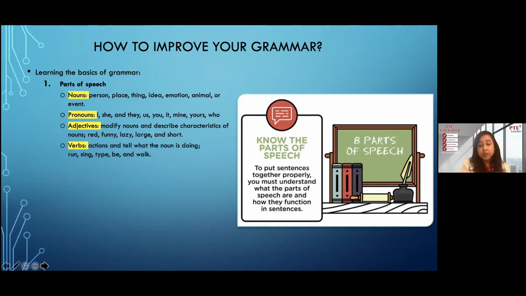Verbs. Verbs are very important. Verbs are the actions, and they tell other people what a noun is doing. So right now, I'm speaking, and all of you are listening. So that's your action. Listening is your action and speaking is my action. So the words that explain our actions, what I'm doing as a noun, are verbs.